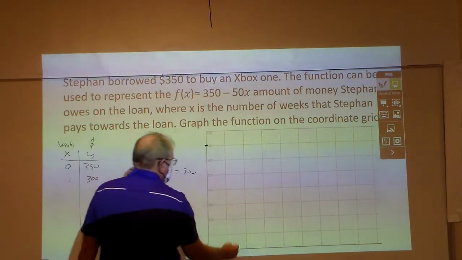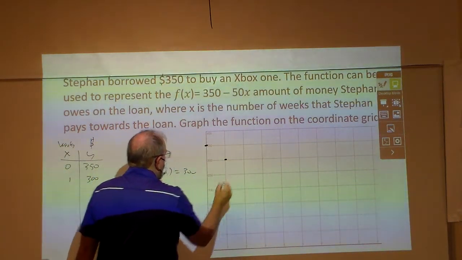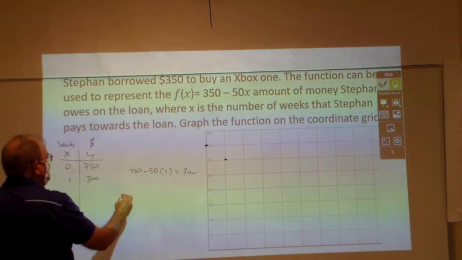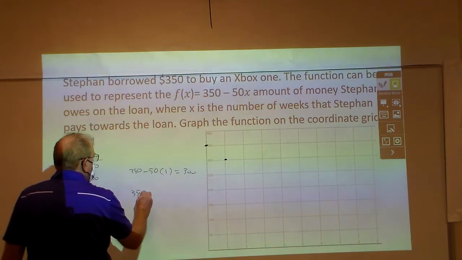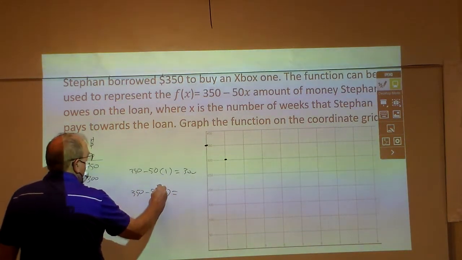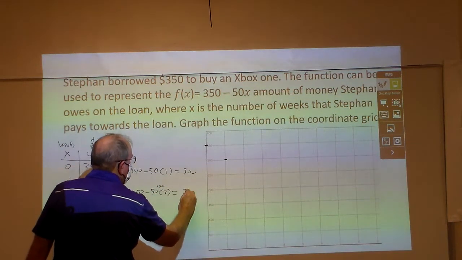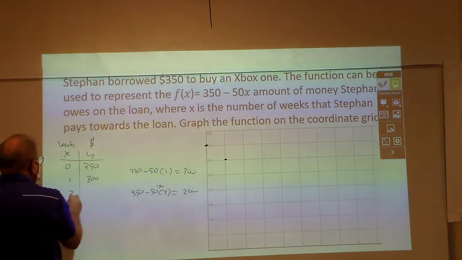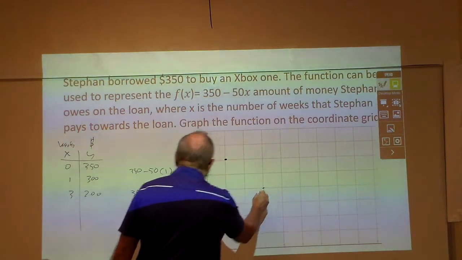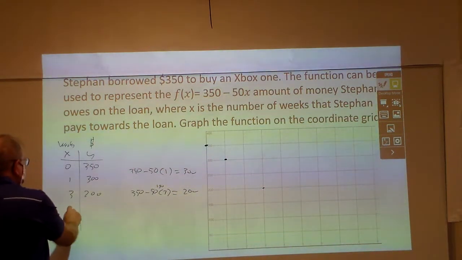You can plot out my points here. There's one right there. There's another point. Let's just skip around a little bit. Let's try after 3 weeks, because we don't have to have every point. Well, 50 times 3 is 150, and 350 minus 150 would be 200. So after 3 weeks, it would be at $200. 3 weeks, 200.